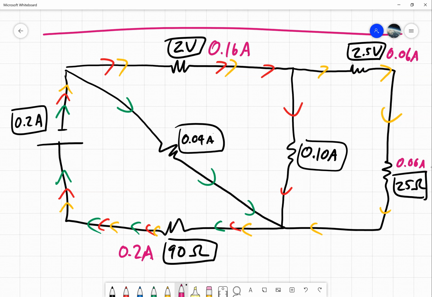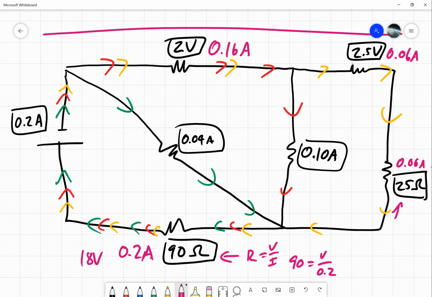Now at this point, whenever I'm stuck on something, what I do is I start to look at the spots where I have two pieces of information, and I see if I can apply R is V divided by I, Ohm's law. So in this case, 90 ohms is equal to voltage divided by 0.2, which makes my voltage equal to, in this case, 18 volts.